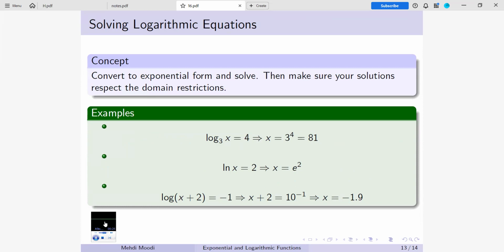But remember, don't forget your domain restrictions. You must verify your answers in the original equation. Otherwise, you'll think you've defused the bomb, and then realize too late that the log never accepted your answer.